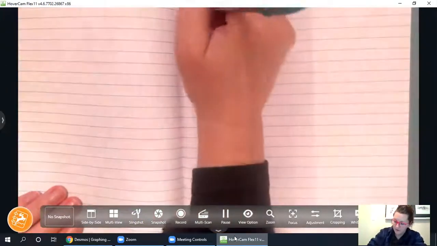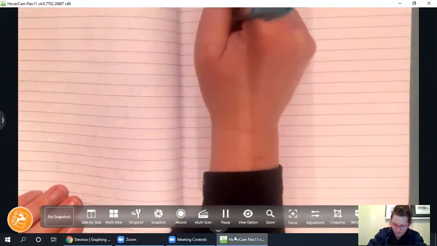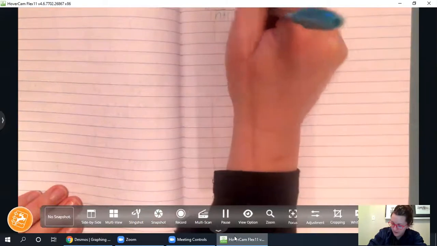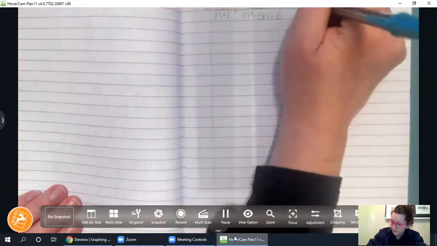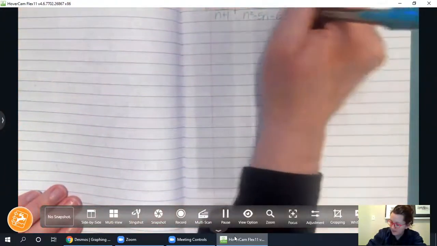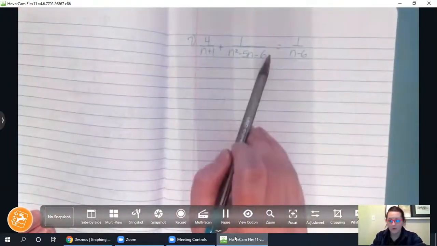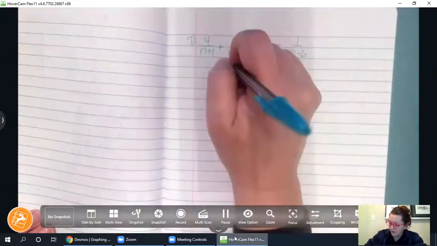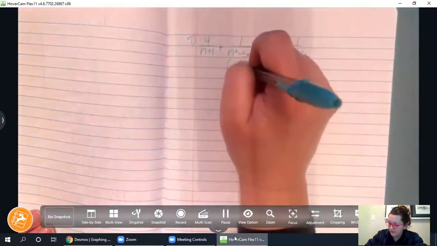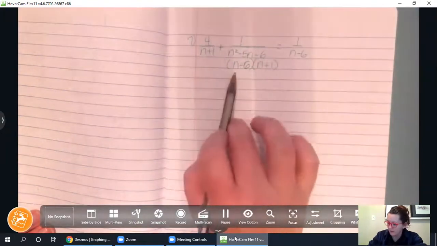All right, so number 7 says 4 divided by n plus 1, plus 1 divided by n squared minus 5n minus 6, equals 1 divided by n minus 6. So just like when you're simplifying, you do want to factor and see what happens there. If we factored that, it would be n minus 6 and n plus 1. So lucky for us, those match.